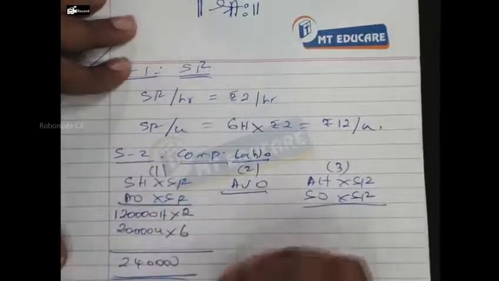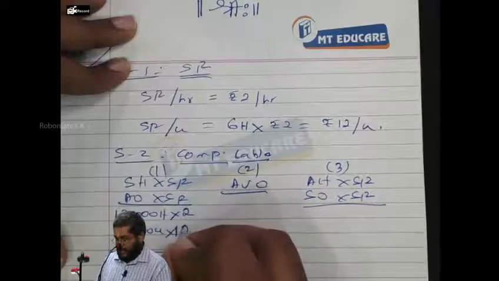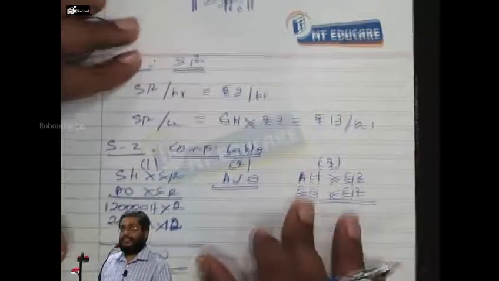Everybody, are you following or not? No. 20,000 into 12, sorry, gives how much? 2,40,000. Next.